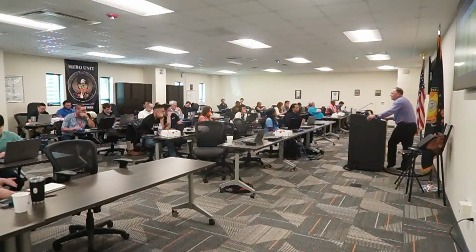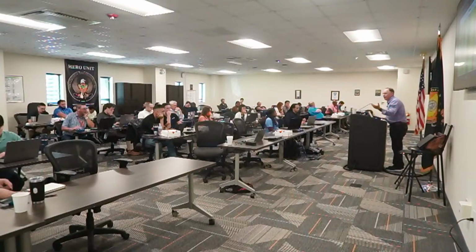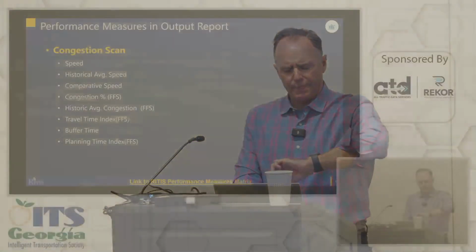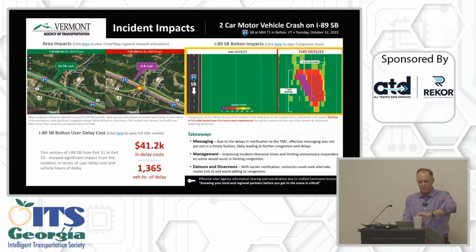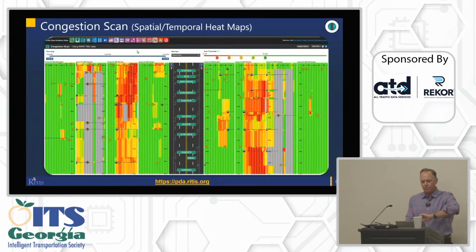Yeah, so the question is, hey, I had an event that occurred from 8 to 12 yesterday. Yesterday was a Tuesday. If I wanted to look at that event and compare its performance measures, speed, congestion, user delay cost, to an average Tuesday for last month, last week, last year, last quarter, yes, you can do that. And we'll see how to do that. Good question.